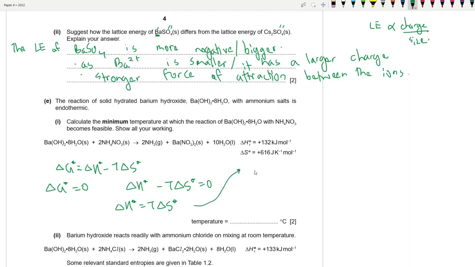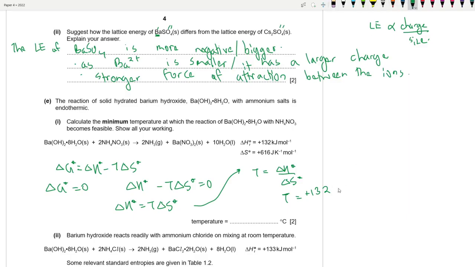We can say that T is equal to del H divided by del S. Now the units will never match in this math, okay? So you've got to convert to the same unit. Basically, convert to kilojoules, that's the thing they do in the mark scheme. So this is plus 132 kilojoules.